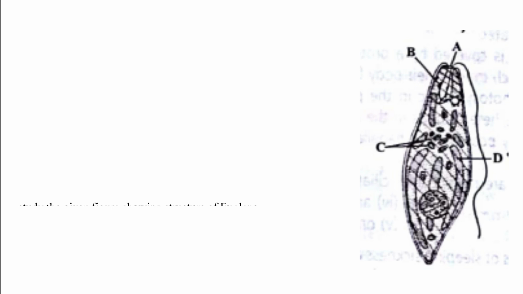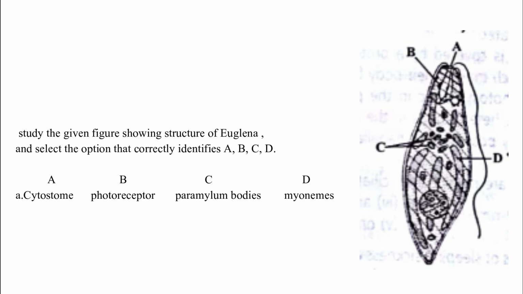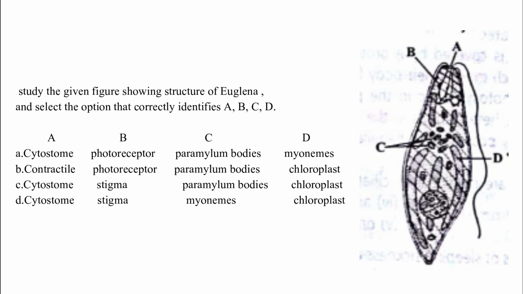Study the given figure showing the structure of Euglena and select the option that correctly identifies A, B, C and D. Option A, cytostome, photoreceptor, paramylon bodies, myonemes. Option B, contractile vacuole, photoreceptor, paramylon bodies, chloroplast. Option C, cytostome, stigma, paramylon bodies, chloroplast. Option D, cytostome, stigma, myonemes, chloroplast. The correct answer is option C, cytostome, stigma, paramylon bodies and chloroplast.